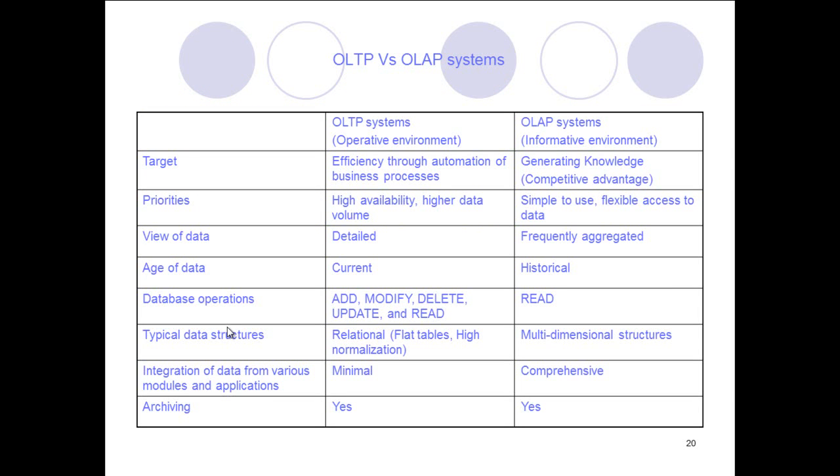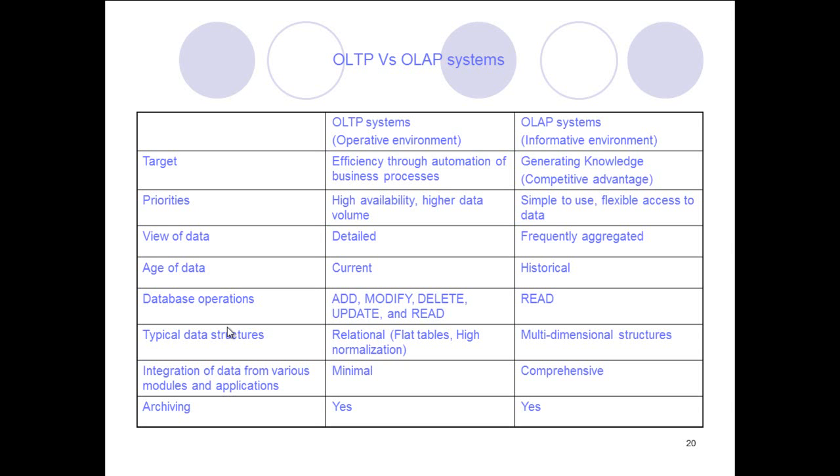Targets are efficiency through automation of business processes, etc., versus generating knowledge and competitive advantage by giving a historical perspective and view of data. In OLTP systems it is detailed, and in OLAP systems we can aggregate the data frequently. Age of data: in OLTP systems it is always current, in OLAP it is historical. In database operations like add, modify, delete, update, and read, we can use all of them in OLTP systems, but we can only read the data in OLAP. We don't change the data in OLAP.